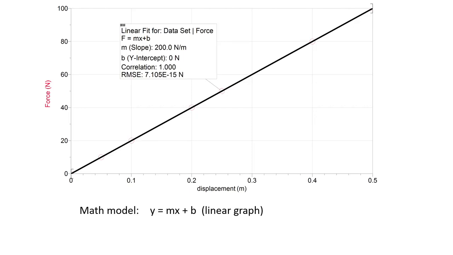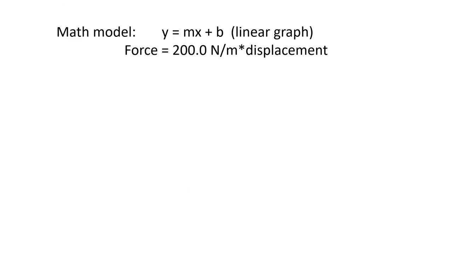This graph is also a straight line, which means we can call it a linear graph, and we can write an equation for this graph in the form y equals mx plus b. For this particular graph, force is on the y-axis, displacement is on the x-axis, and the slope is 200 newtons per meter. So we can fill in those spaces in the equation as shown on the bottom line on the screen. There is no y-intercept here. The y-intercept is 0, so we've left that out of the equation.